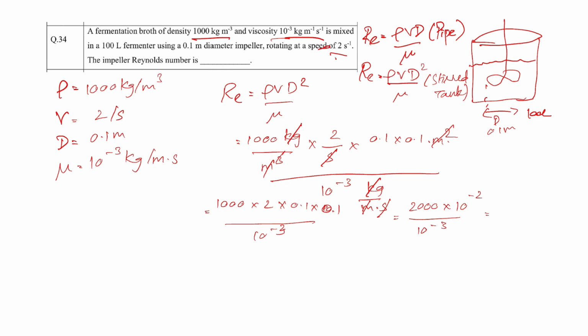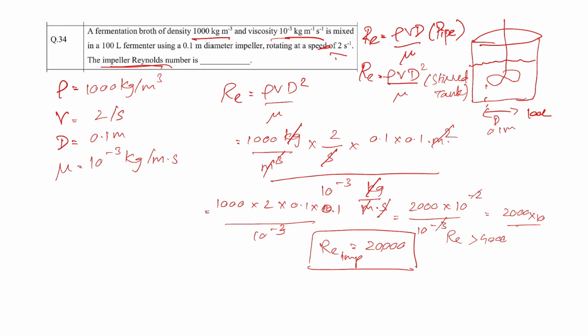So we have 2000 into 10. So the answer would be 20,000. The impeller Reynolds number for this given impeller is 20,000. Since the Reynolds number is greater than 4,000, it's a turbulent flow, and that answers our question. So the impeller Reynolds number is 20,000.